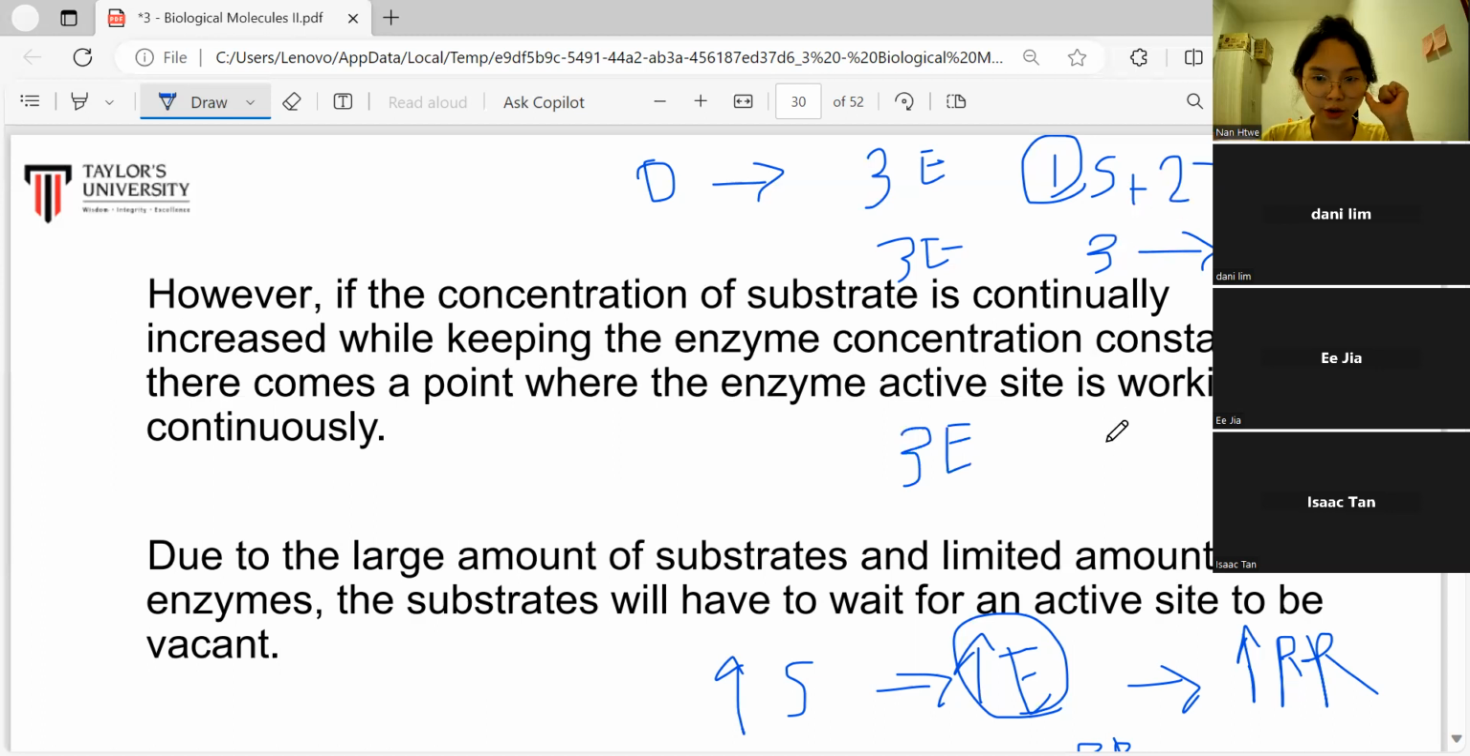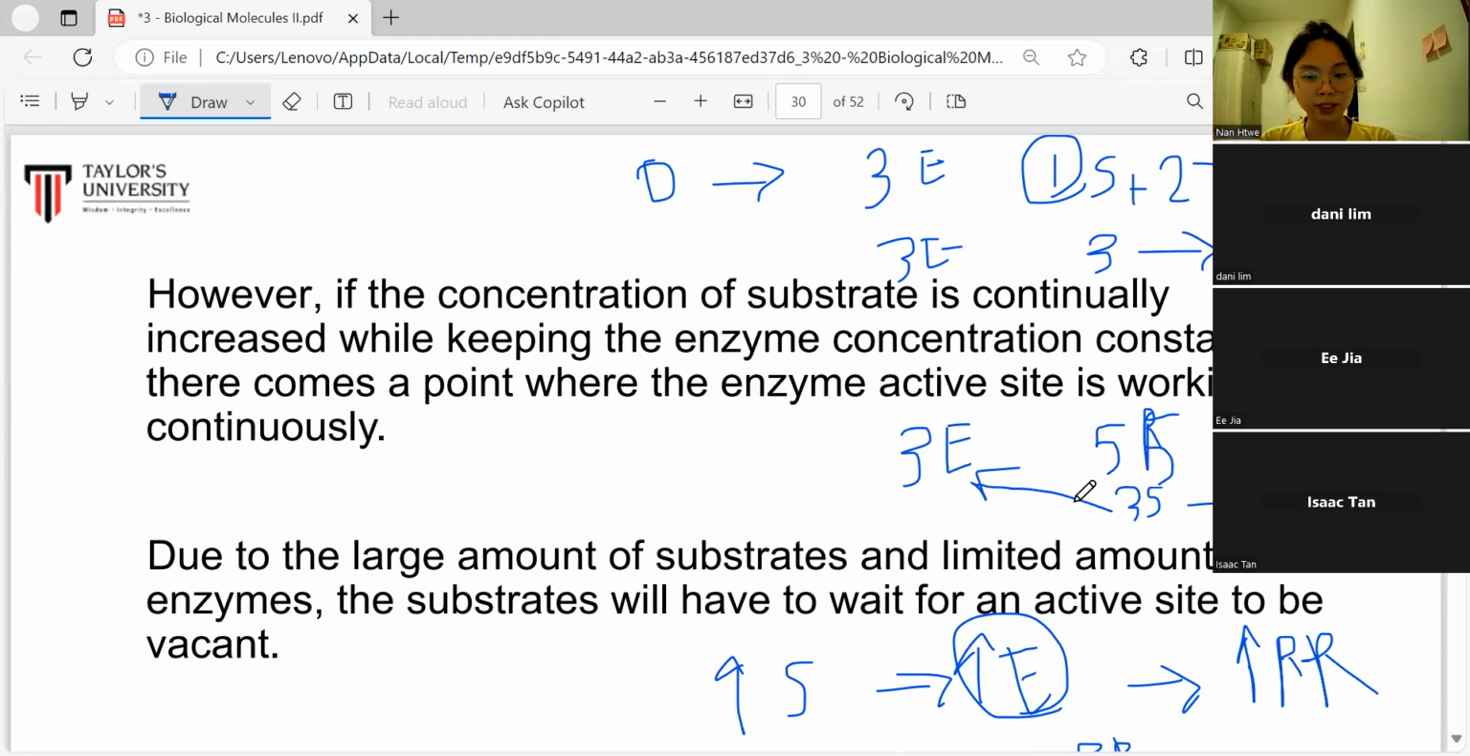Let's say that the substrate concentration is now 5. Now we have 5 substrate. In that case, what happened? We only have 3 enzymes, and now I have 5 substrate. What happened is that only 3 of the substrates will work together with these 3 enzymes, because we only have 3 enzymes, and 2 more substrate will need to wait for their turn to work together with enzyme.